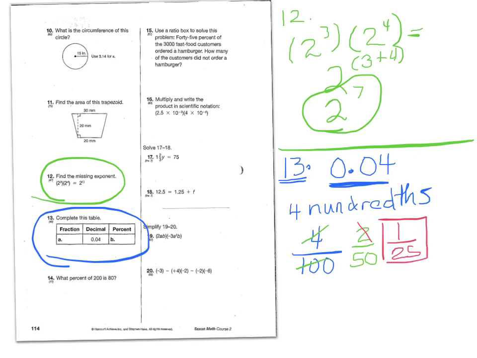Now, as far as the percent is concerned, the percent is simply you take your decimal, no matter what it is, and you move that decimal point 2 places to the right. So now we just simply have 4%. And that's the percent.